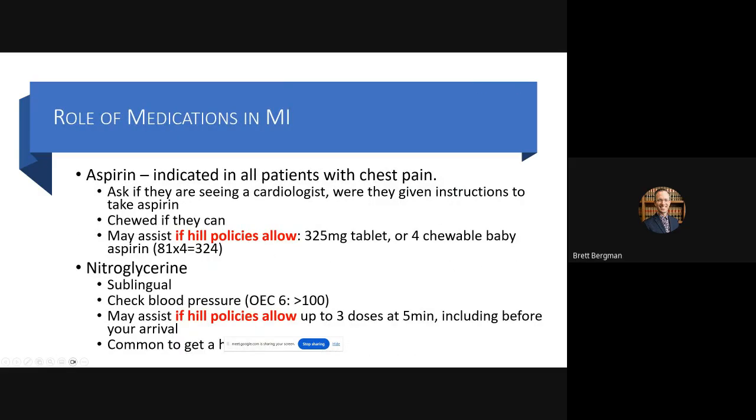And so there's two kinds of medications that OEC6 talks about. This is going to be very dependent on what your local policies are, if you have certain medical protocols, or if your local EMS has some integration with you. But the two kinds of medicines that are very common in the pre-hospital environment, one is aspirin.